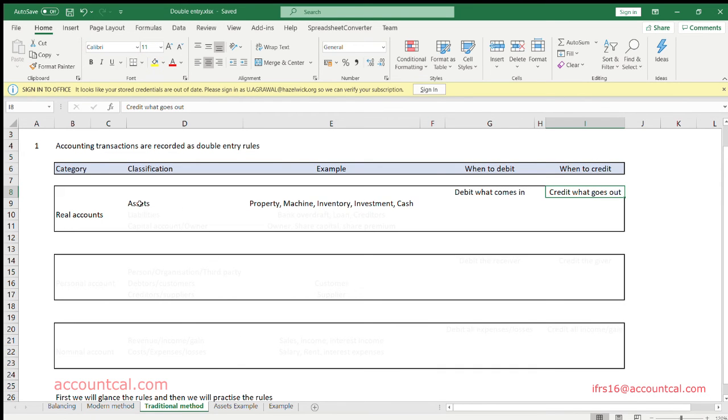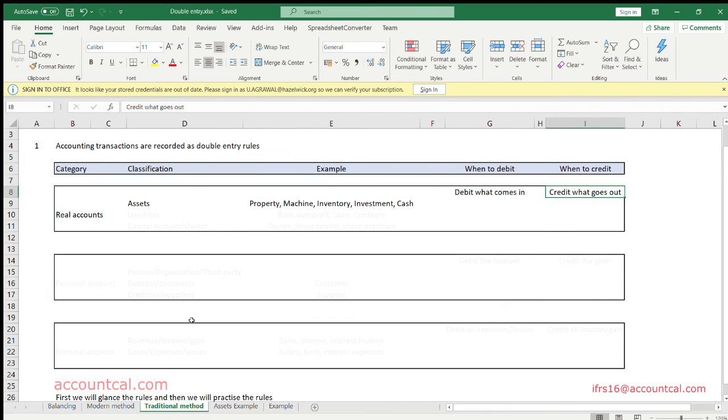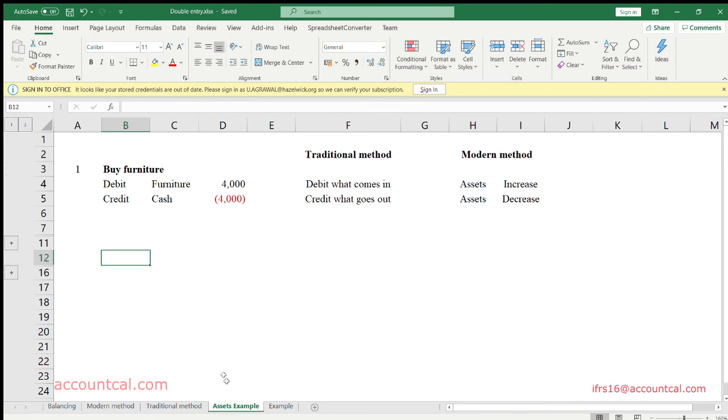The same thing is explained in the traditional method. In both concepts, assets are the same. What does the traditional method say? Debit what comes in. If you receive any asset, you debit that asset. Credit what goes out. If you give away any asset, credit that asset. It's the same principle as the modern approach, but in a different language. I'll explain with an example how we make a double entry.